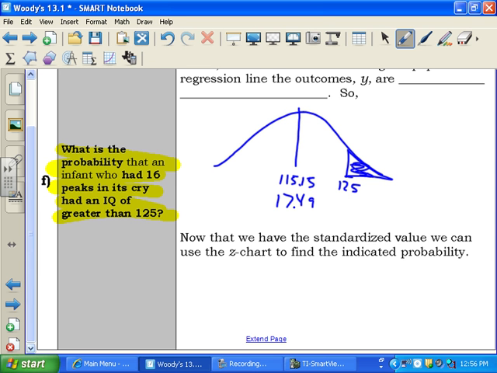And what are we going to do here? It's just a z-score. Z equals 125 minus 115.15 divided by 17.49 something. Is that right? So we get a z-score. We can finish it up from here, hopefully. No? You make me die inside when you say that.